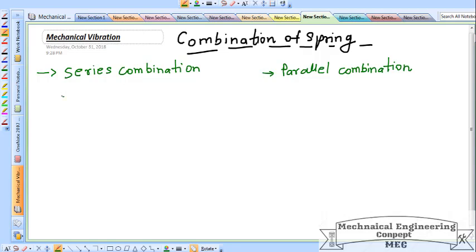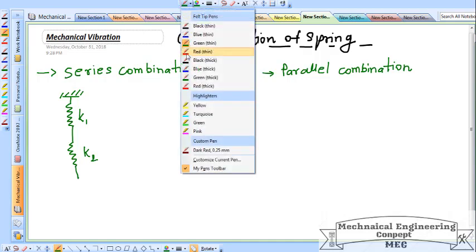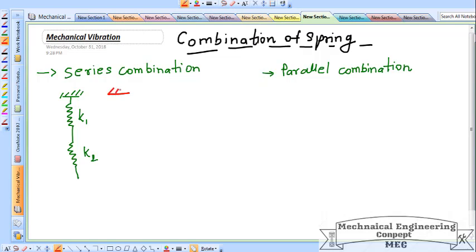First let me draw a diagram. Suppose one spring is connected to another spring, with one end fixed and the other free, in which the first spring has a stiffness K1 and the second spring has a stiffness K2. Then their combination will come out as a resultant value of an equivalent spring. It can be represented as Ke. The combination of these two springs can be represented as Ke. This is known as a series spring, series combination spring.